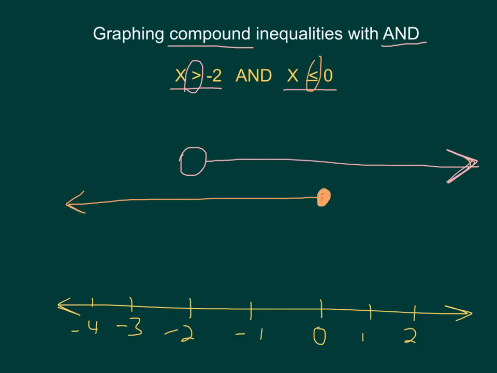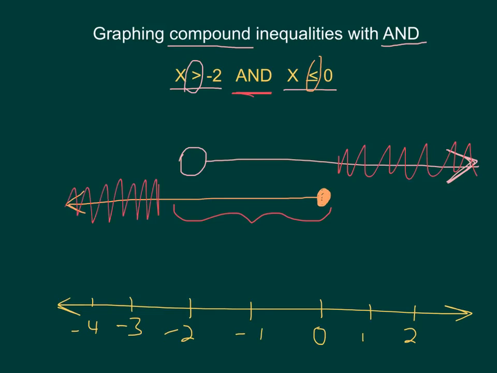Now here's the trick to the compound inequality. When I see the word "and," that means I'm only going to take the part that overlaps. So I'm going to get rid of this part, and I'm going to get rid of this part. Because if you think about it, if I have a value of x that is 2, yes, that might be true for one of them, but it's not true for x is less than or equal to 0. So for both of these to be true, the number has to be where they overlap.